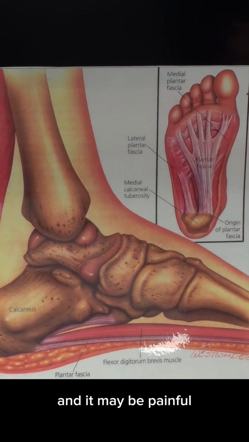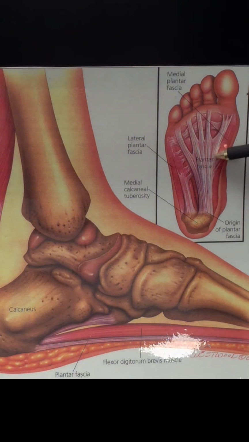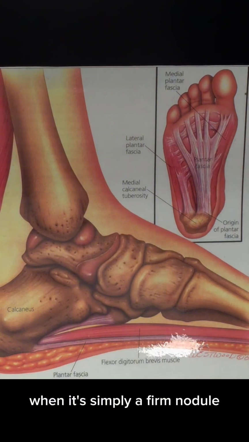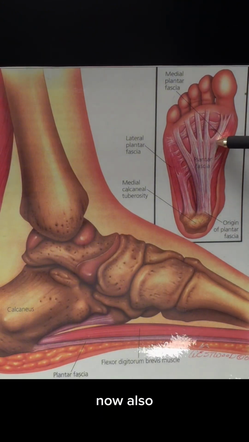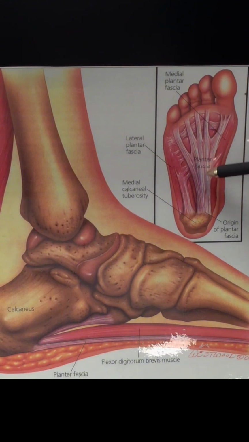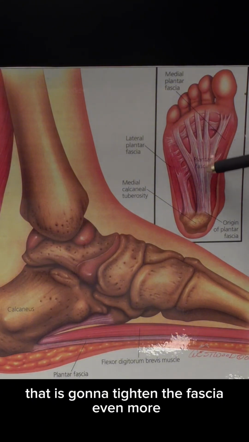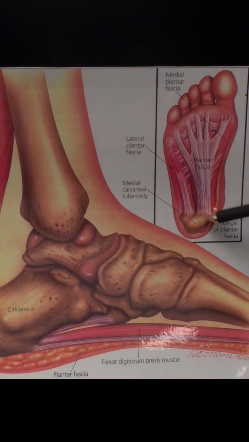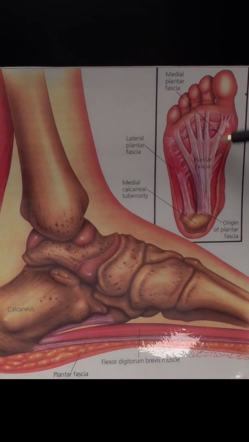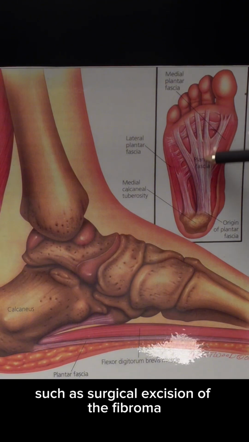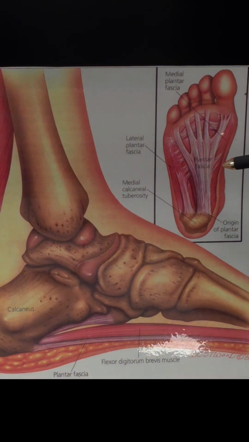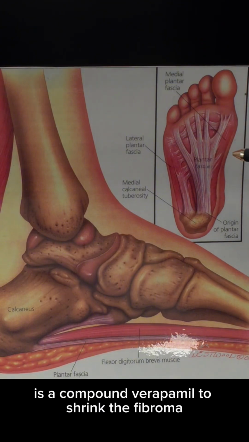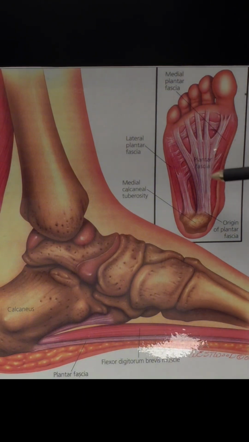And it may be painful, and someone may come in thinking they have plantar fasciitis when it's simply a firm nodule. Now also, if there is a plantar fibroma here, or here, multiple, that is going to tighten the fascia even more, making the fascia tighter and making fasciitis even more likely. So that is something to consider, and then discussing treatment modalities such as surgical excision of the fibroma, or what I've gone to almost exclusively is a compound verapamil to shrink the fibroma, and that's a whole other topic.